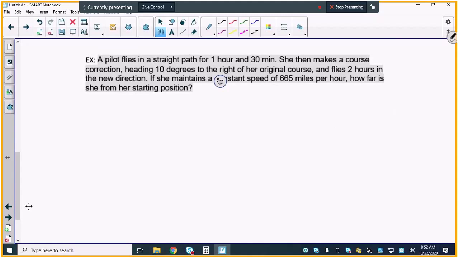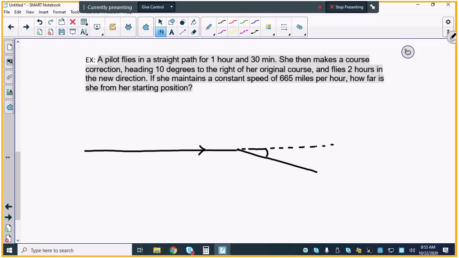This question is again a word problem, and it is asking you to think about the situation where a pilot was flying in a straight path for 1 hour and 30 minutes. So this is the path, say. She then makes a course correction heading 10 degrees to the right. So if this is the direction and you want to make a course correction and go 10 degrees to the right, then it will be somehow like that. So this angle here is 10 degrees, and then she flies for 2 hours in the new direction.